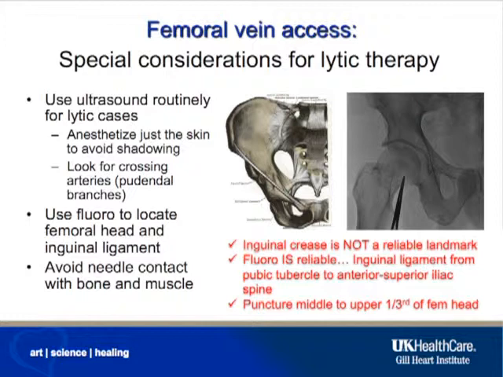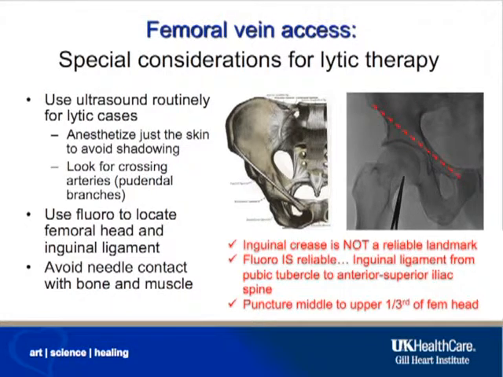It is important to note that for most people, the inguinal crease is not a reliable landmark. However, fluoro is reliable. The inguinal ligament can be drawn from an imaginary line from the anterior superior iliac spine to the pubic tubercle. The puncture should ideally be made in the upper 1/3 of the femoral head to avoid crossing of the femoral artery, as well as to allow for easy compressibility on top of a prominent bony structure following the puncture of the vein.